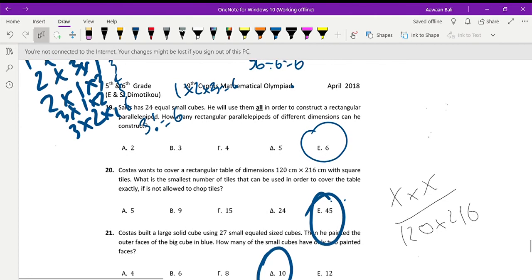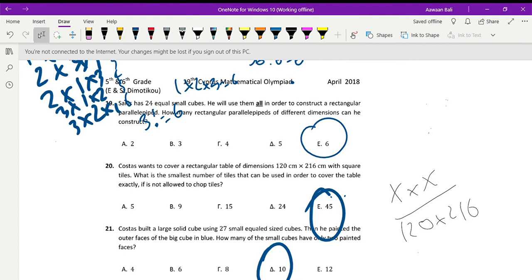Costas wants to cover a rectangular table of dimensions 120 centimeters times 216 centimeters with square tiles. What is the smallest number of tiles that can be used in order to cover the table exactly if you're not allowed to chop tiles? Now to find how many tiles we need, we basically have to divide the area of the whole table by the area of a tile. We already know 120 by 216, but we don't know the dimensions of the square tiles. So that's why we wrote x times x.